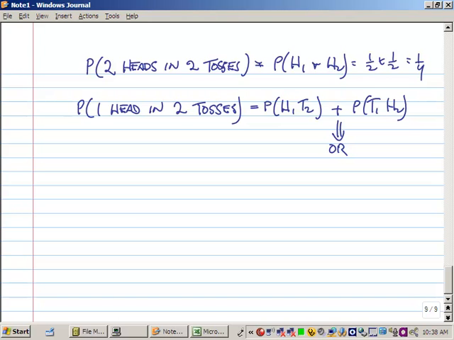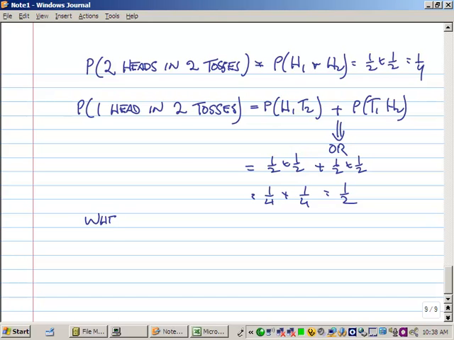So I have this 1 head in 2 tosses, which is sort of like a compound event. Okay, there's no overlap in these two, so I can just add the two. So it's a half times a half on the first, and then a half times a half on the second. Right, a quarter plus a quarter is a half.